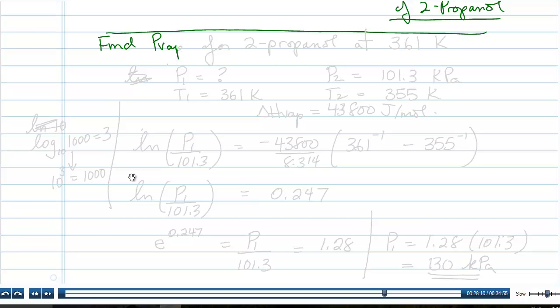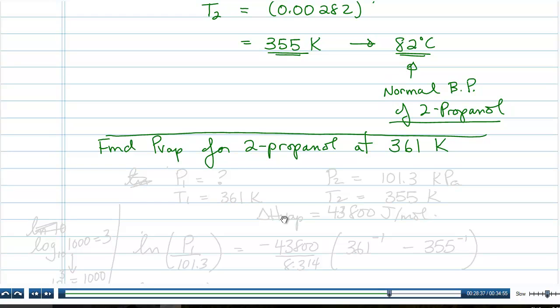Find P-vap for a liquid. We'll still stay with 2-propanol at some temperature. If we look back at our data table, we went up to 351 Kelvin. Why don't we ask for vapor pressure at 361 Kelvin? Since our normal boiling point was 355 Kelvin, we're anticipating that this vapor pressure would have to be higher than the 101.3 kilopascals.